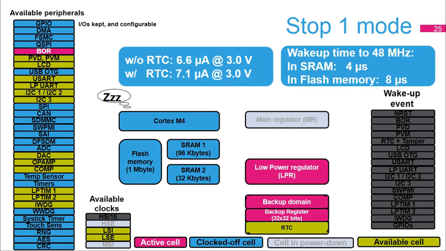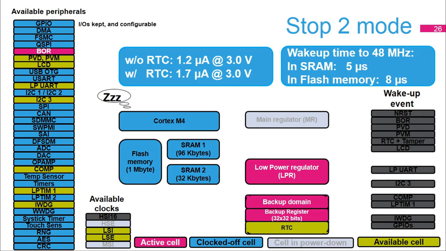is executed from SRAM. In stop 2 mode, the system clock is frozen and all high-speed clocks are powered down. The RTC, clocked by the internal or external low-speed oscillator, can be activated. The brownout reset is always enabled. Most of the peripheral clocks are gated off. Several peripherals can be functional in stop 2 mode: power voltage detector, peripheral voltage monitors, LCD controller, comparators, independent watchdog, low power timer 1, I2C 3, and the low power UART.